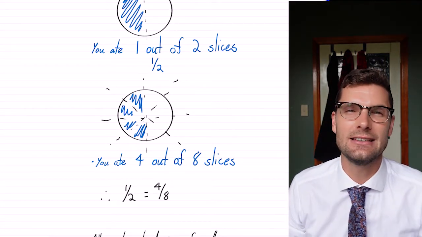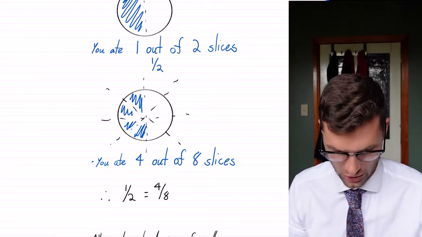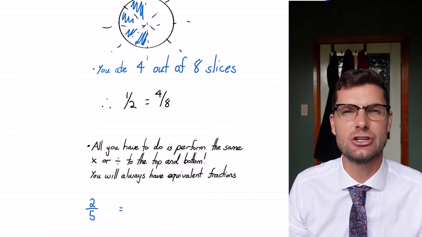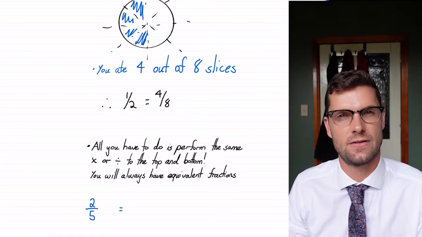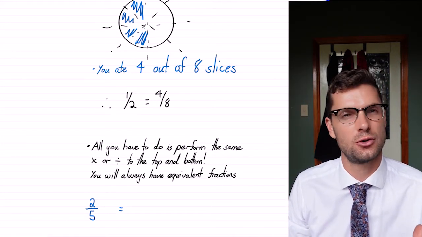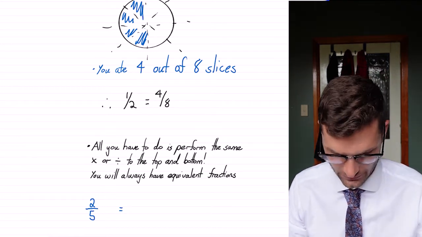And there's a really easy shortcut to find out if two fractions are equivalent at all times. All you have to do is perform the same operation, multiplication or division, to the top and the bottom. Okay, so it's really important you do it to both, because if you only do one, you're going to change the size of the fraction.